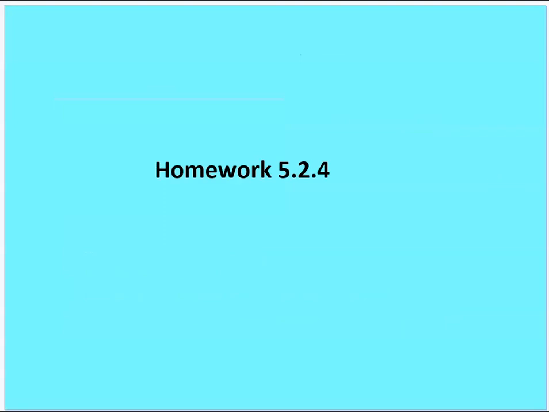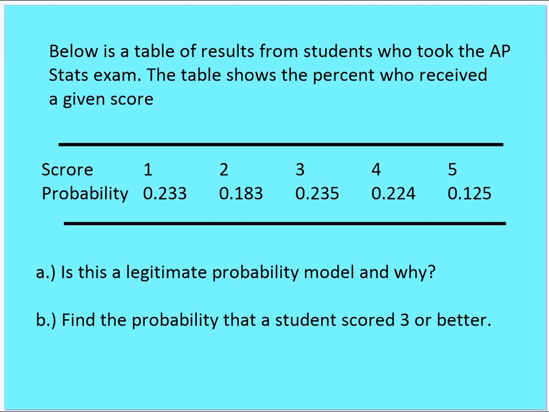Okay, this brings us to homework 5.2.4. Right, so below is a table of results from students who took the AP Stats exam. The table shows the percent who received a given score of 1, 2, 3, 4, 5, and the probability basically that if you selected anyone at random, what score they would get. And so the question is, is this a legitimate probability model? Yes or no, and why? And then find the probability that a student scored 3 or better. So you can copy this down.